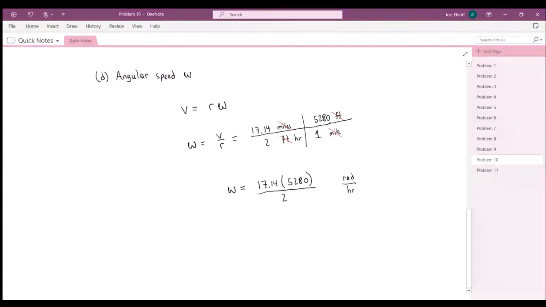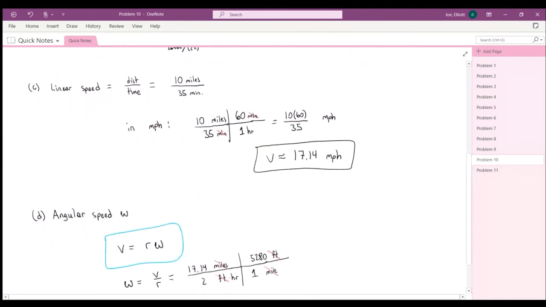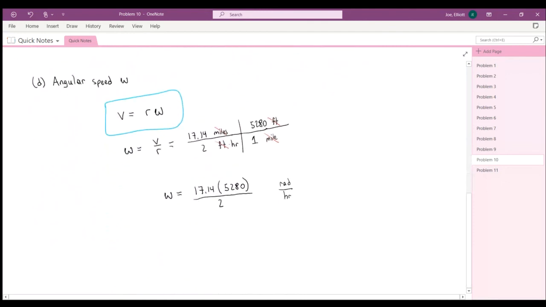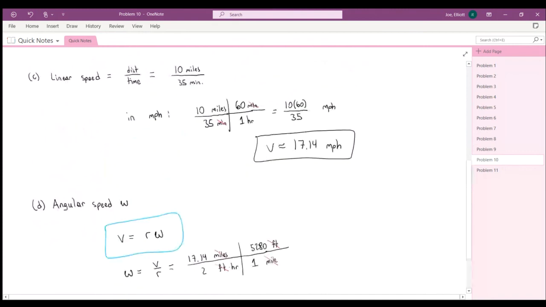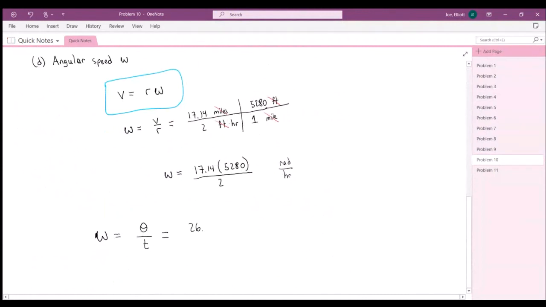Yeah, so you could have done this another way as well. Instead of using the relation between linear speed and angular speed, another way you could have calculated the angular speed is using a similar idea. If you calculate linear speed as the distance over the time, you can calculate angular speed in a similar way. And the angular speed would be the angular distance over time. So for angular distance, you could use the answer that you calculated in part A for the angle, and then divide by the time of 35 minutes that was given.